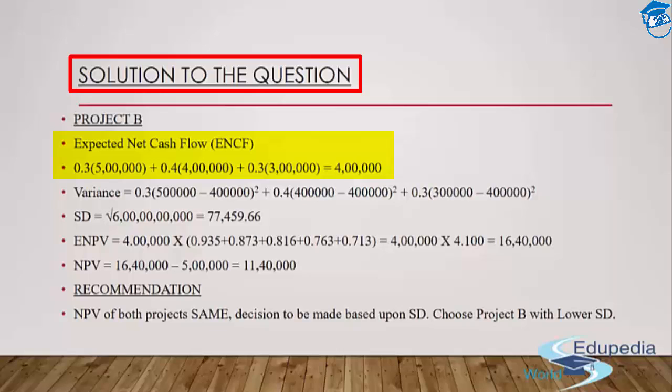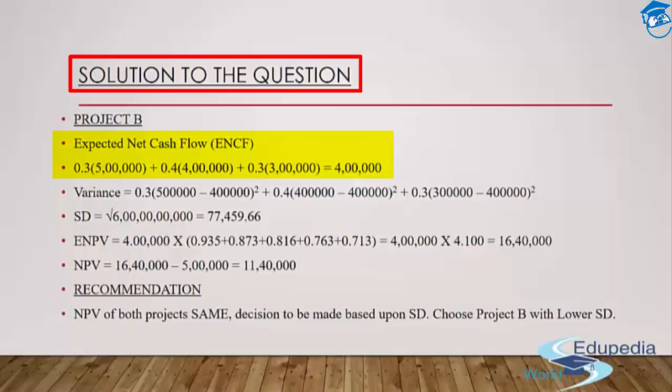So 0.3 is my good scenario. The amount of cash flow is 5 lakh rupees in the good scenario, plus 0.4 in the normal scenario. I'll be multiplying the same with the normal cash flow that I'll be receiving, that is 4 lakh rupees. And finally, I'll be adding to it the worst case scenario that may happen, which is 0.3 probability. I'll multiply the same with 3 lakh rupees, which is the worst case net cash flow. I'll get the expected net cash flow as 4 lakh rupees in this particular case.